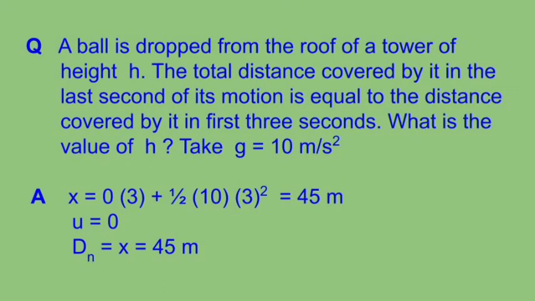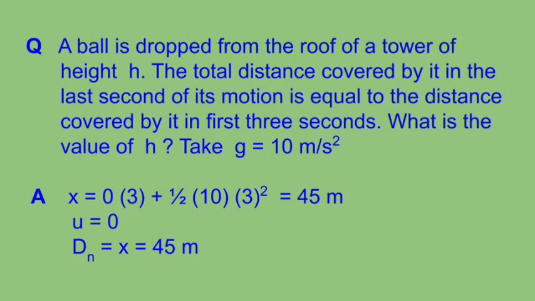Now the second problem. A ball is dropped from the roof of a tower of height h. The total distance covered by it in the last second of its motion is equal to the distance covered by it in the first 3 seconds. What is the value of h? Take g equal to 10 meter per second square.